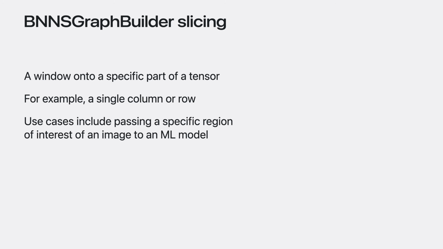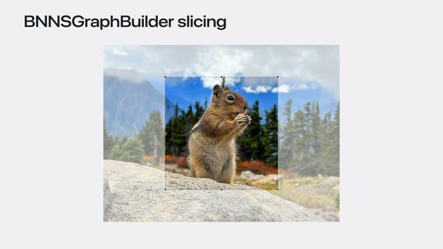Slicing tensors is a common operation. Our new Graph Builder API allows you to specify slices of a tensor as the source or destination of operations. For example, you might want to crop an image to a region of interest before passing it to a machine learning model. Let's look at how easy it is to use the Graph Builder API to select a square region from the center of this photograph of a squirrel enjoying its lunch.